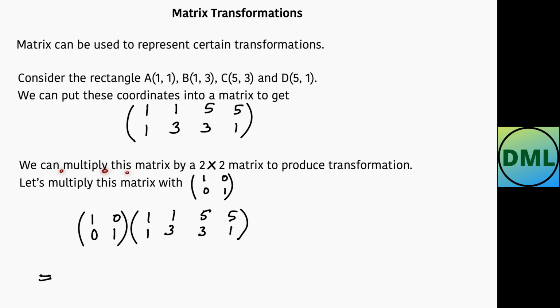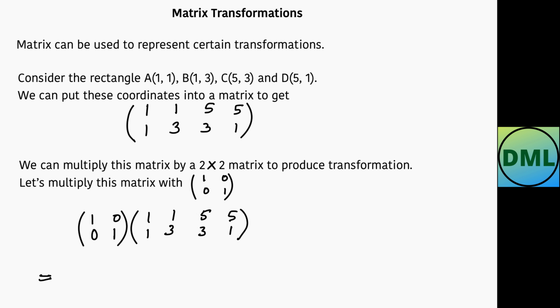We can multiply this matrix by a 2 cross 2 matrix to produce a transformation. So if we have to produce a transformation, we have to multiply this matrix with a 2 cross 2 matrix. It depends on which 2 cross 2 matrix we are picking. Let's multiply this matrix with the identity matrix, which is 1, 0, 0, 1. This is our identity matrix. If I multiply this with the matrix here, what answer am I going to get?